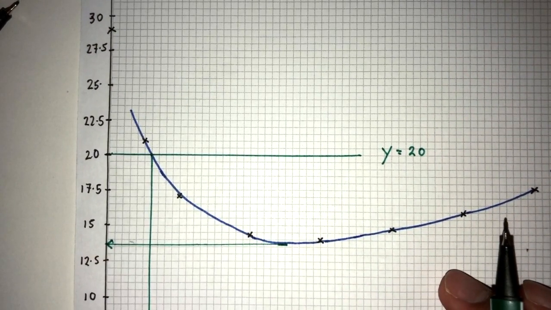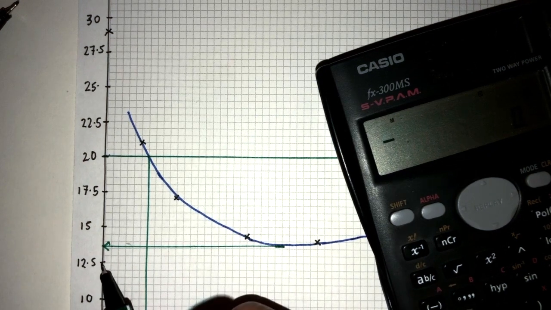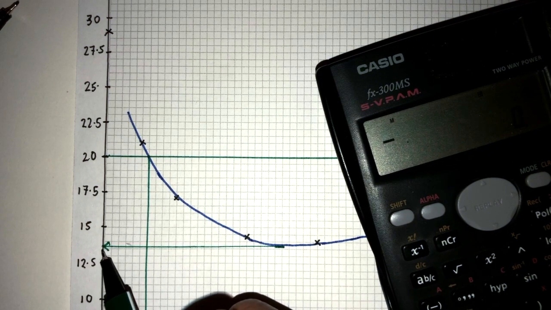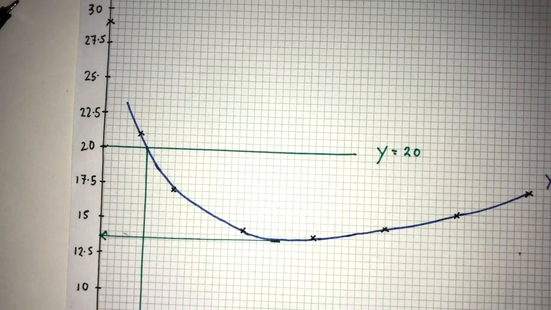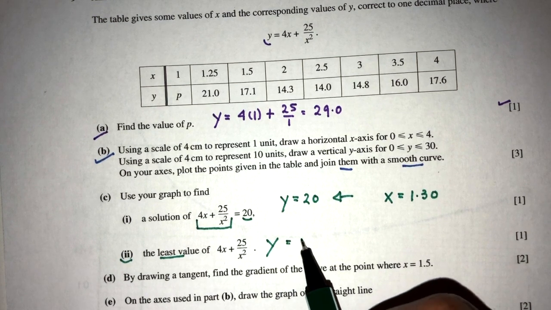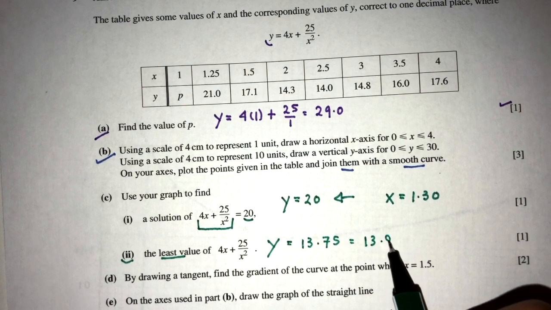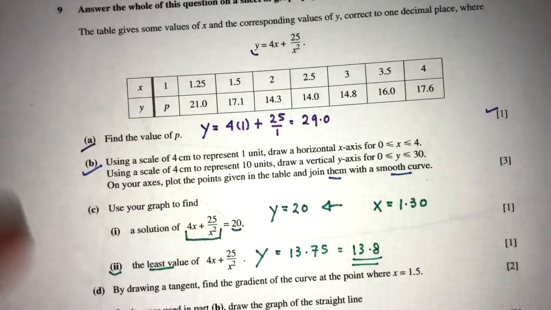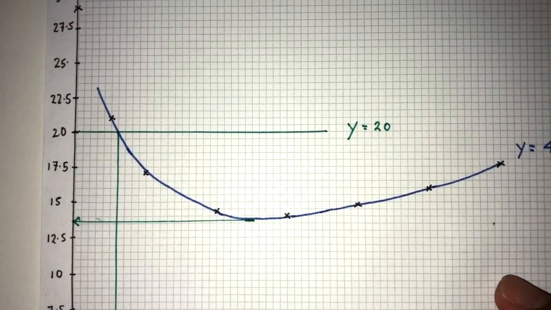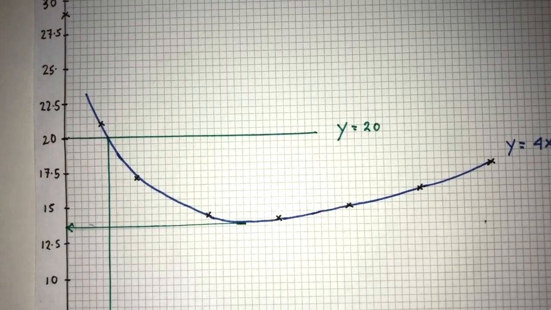So for me, it shows to be about 12 point what? Let's see. So that will be 13.5. That'll be 13.75 according to my value. So my least value will be 13.75. So 3SF, that will be 13.8 according to my graph. The point is that you have to look at your graph and find the minimum value and then draw a line to find the value. So that's the way you do it.